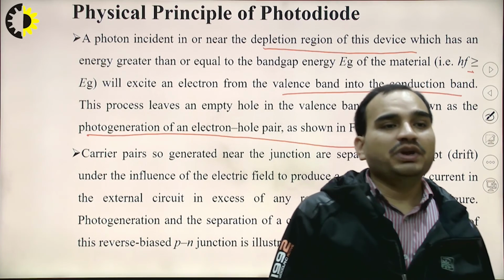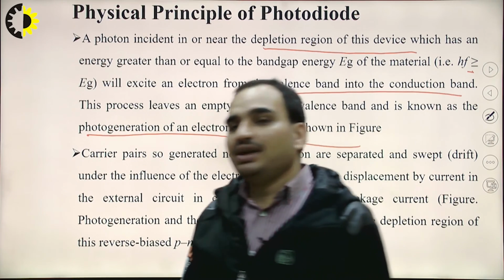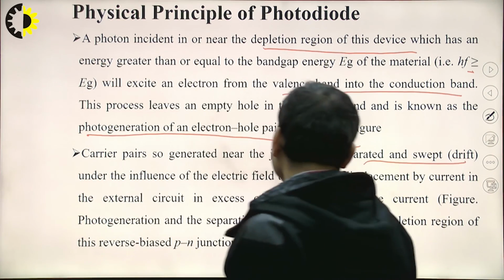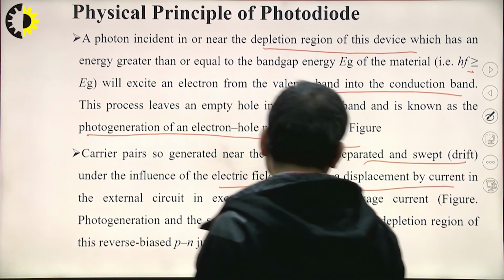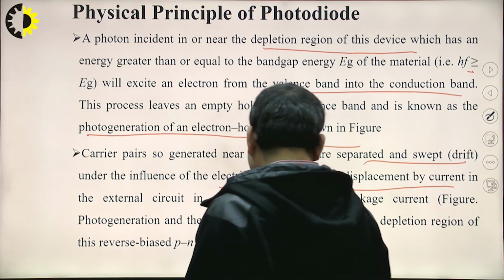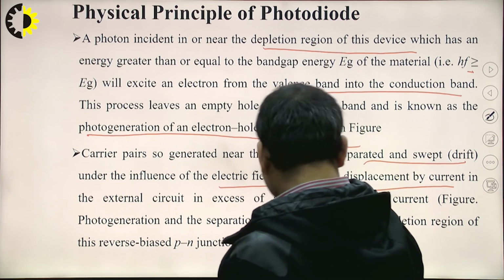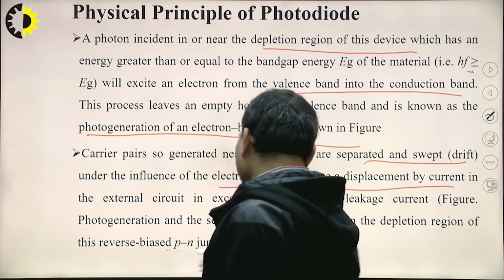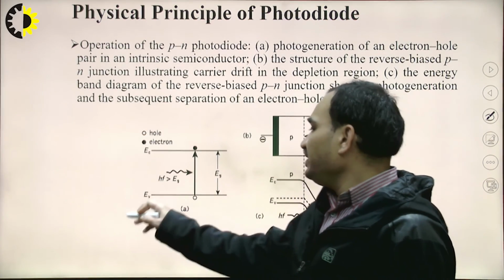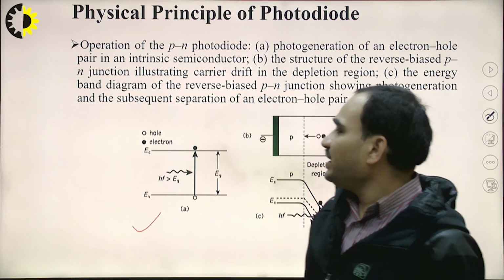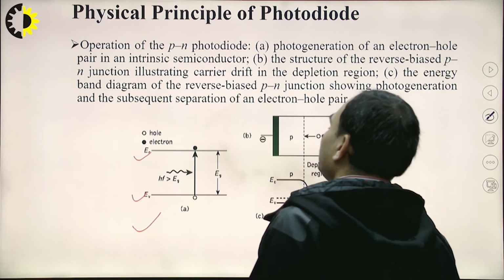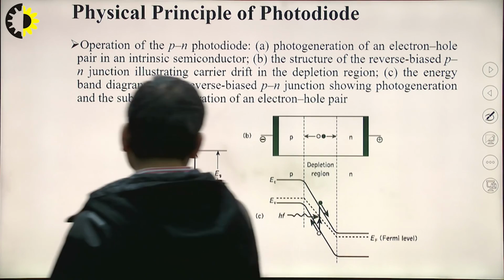The carrier pairs so generated near the junction are separated and swept, drifting under the influence of the electric field, to produce a displacement current in the external circuit. The photogeneration and the separation of the carrier pair in the depletion region of the reverse biased PN junction is illustrated in the figure. As we can see, we have the energy band diagram where there is a hole and an electron, the valence band and the conduction band, and h nu is greater than the band gap energy Eg.